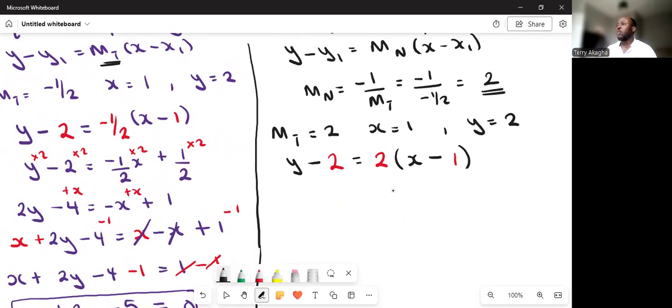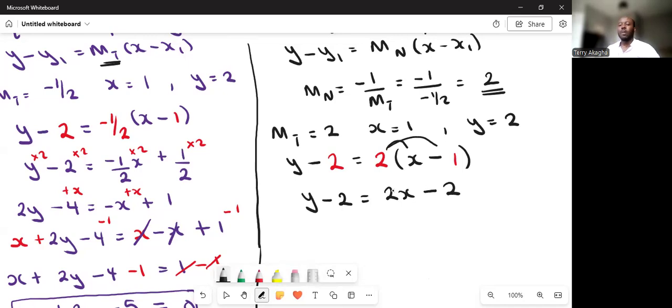We now open the brackets. It's going to give us y minus 2. It's the same thing we talked about, a times b plus c: this times this will give you ab, plus this times this is going to give us ac, right? So we're going to apply the same principle here. 2 times x is going to give us 2x, and 2 times minus 1 is going to give us minus 2.